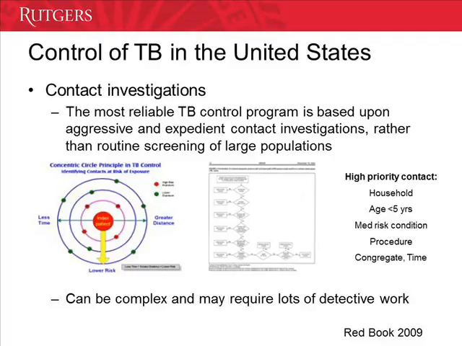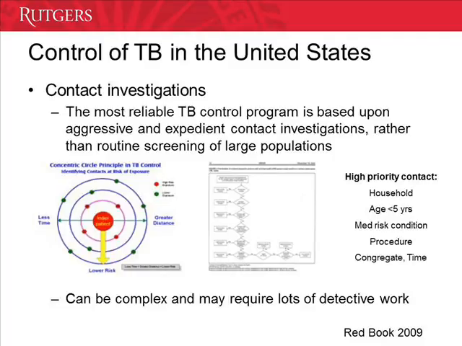And as I showed you, there's a declining incidence of TB in the United States in not only adults but in children. And it's because of these methods. And these are contact investigations. They can be complex. They can require lots of detective work. Nobody's asking you to do it, but we have this wonderful TB center in the state. That's why they have to be notified so they can investigate that.